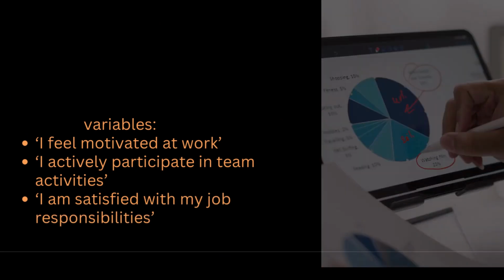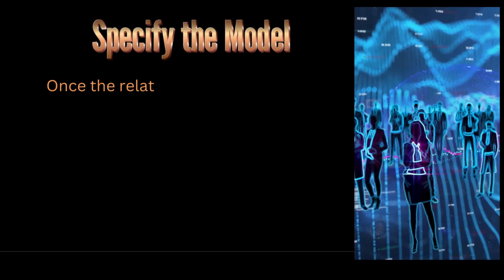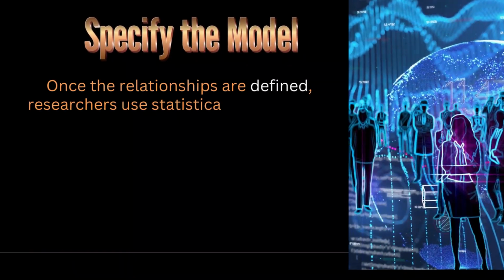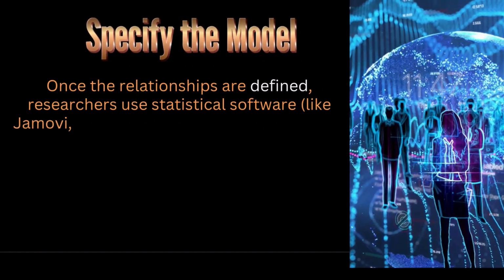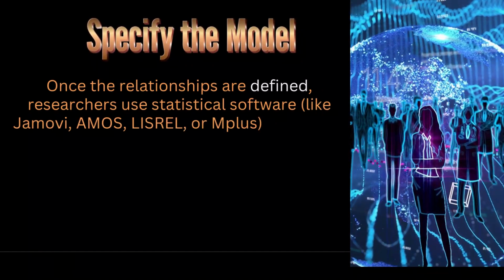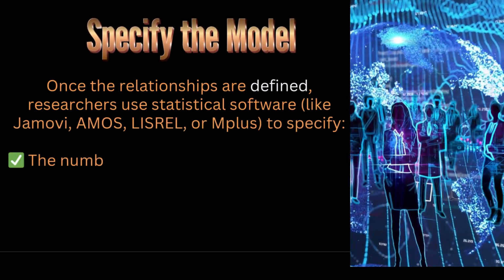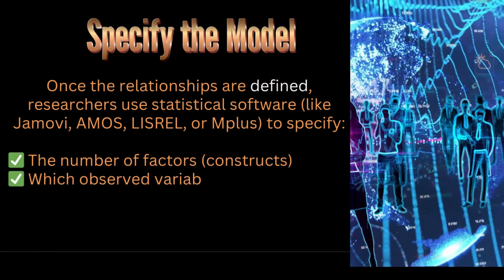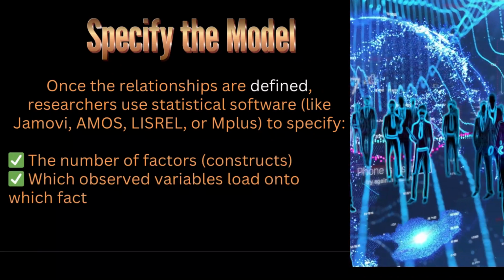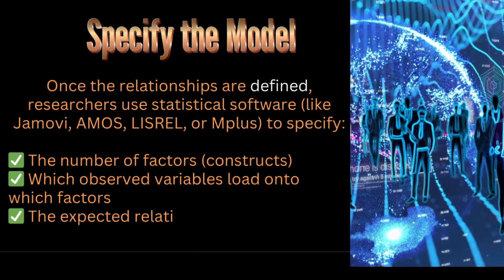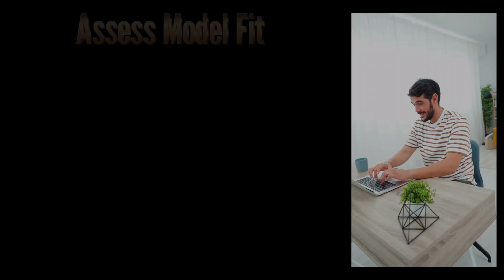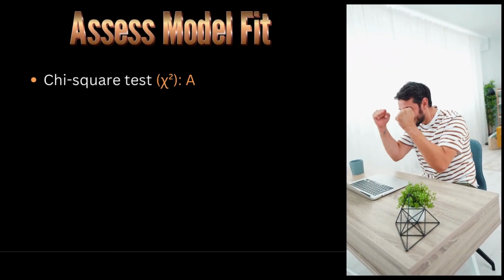We then need to specify the model, and this is done using statistical software like Jamovi. So we need to specify the number of factors or the constructs, so it could be 2, 3, 4, whatever, and which observed variables load onto which factors. So which of those questions load onto which factors, and the expected relationships between the factors as well, whether they are co-varying or not. And then we assess the model fit.